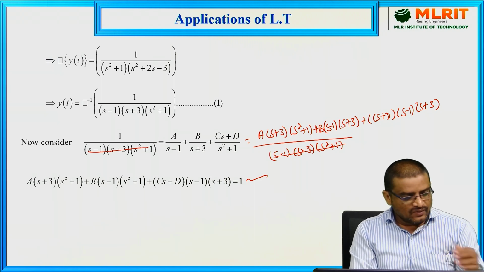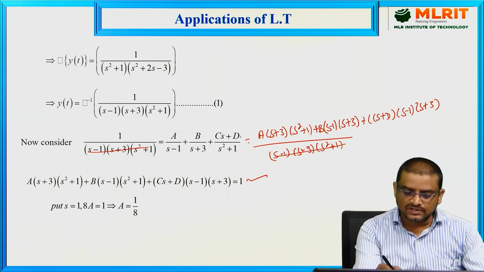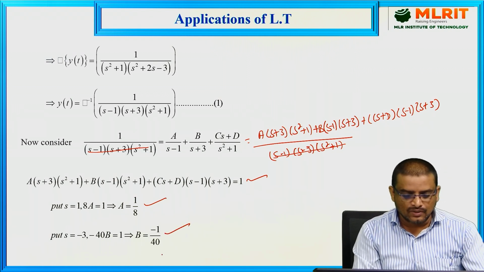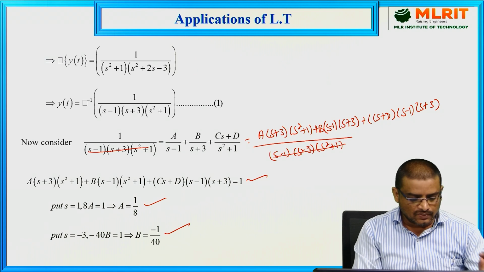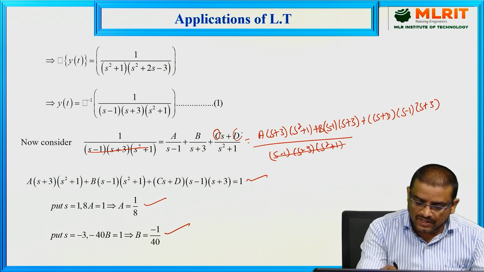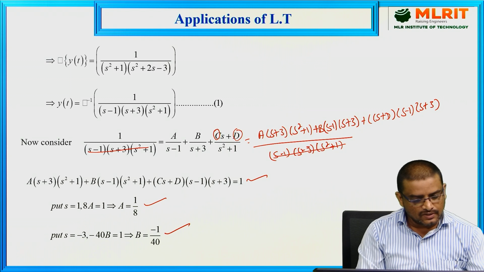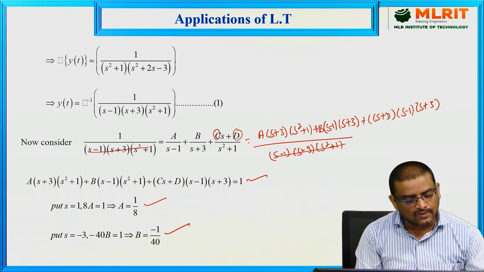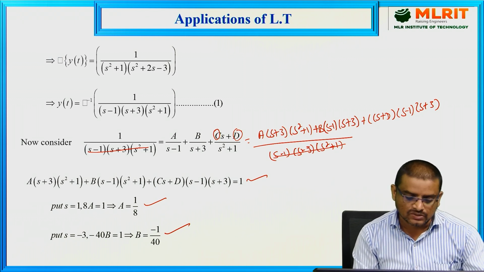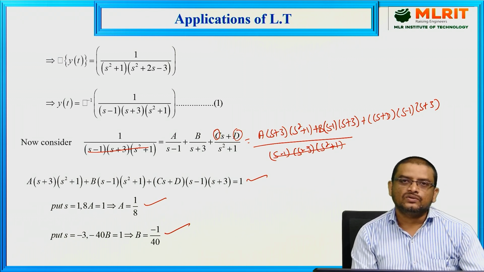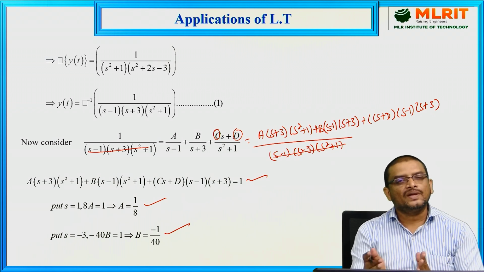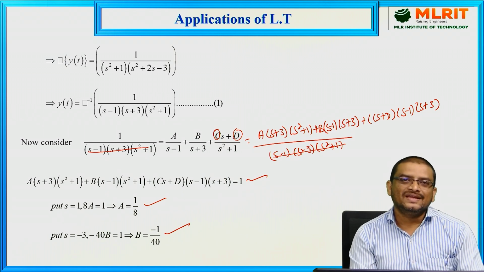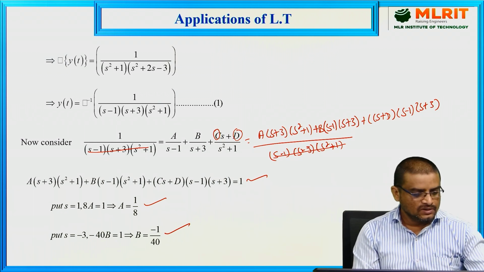Now what we have to do is equate. Put s is equal to 1, you will get the A value. Put s is equal to minus 3, you will get our B value, as we discussed. Now our task is to find the C value and D value here. How can you find that? By equating s cube coefficients, or s square coefficients, or s coefficients, or constant coefficients. We can apply any one of these four options which is suitable to get the values of C and D.